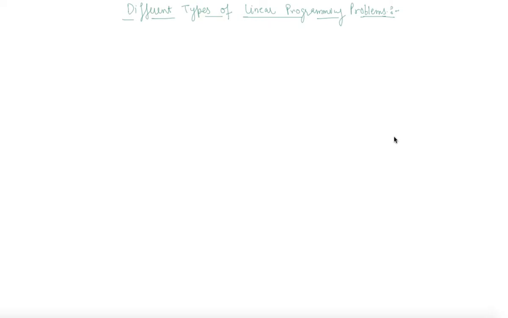In today's lecture we will discuss the different types of linear programming problems. In the previous lectures we have discussed the basic steps to solve linear inequalities using graph methods. So there are different types of problems.